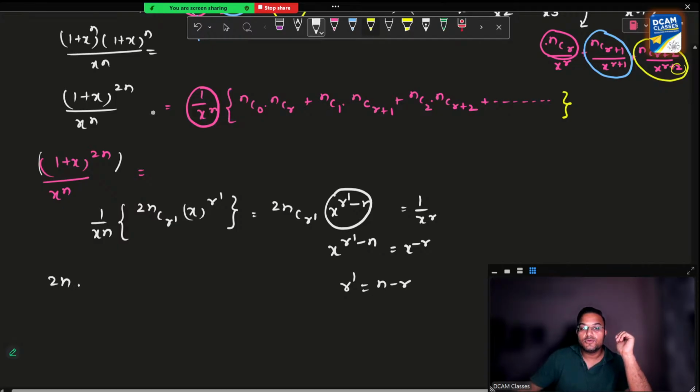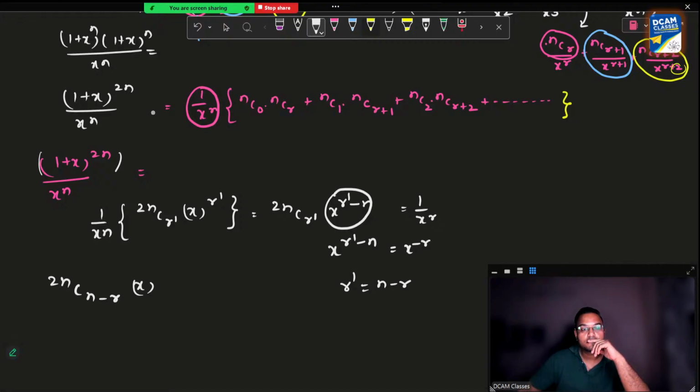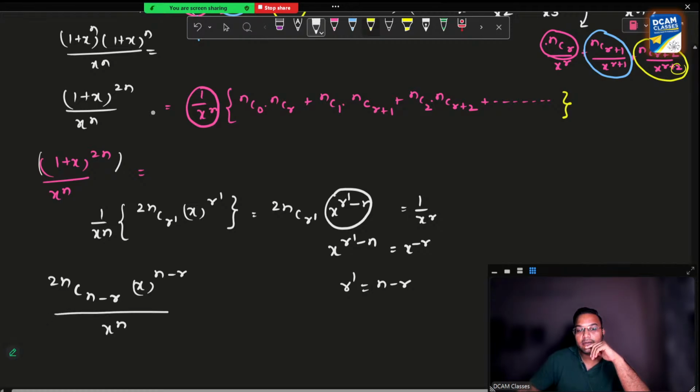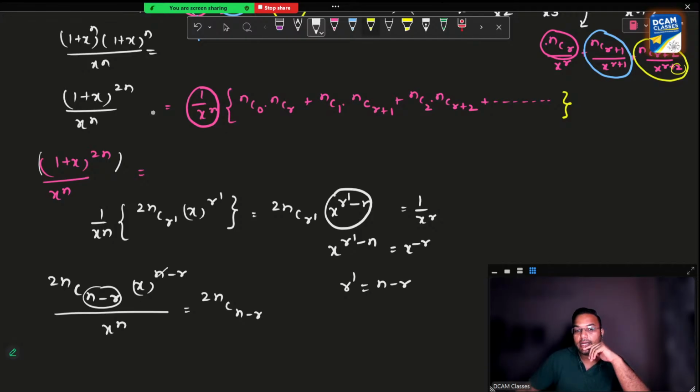So 2nCn-r will be x^(n - r), and this is all divided by x^n. So the n minus r term I have taken will give me 2nCn-r x^(n - r), and this will be cancelled with this. I'll get 1/x^r.